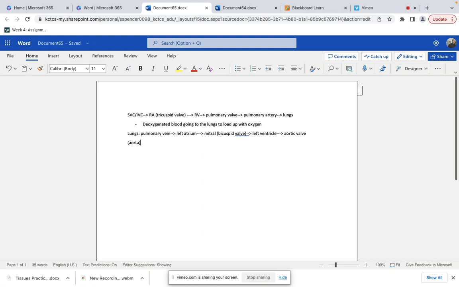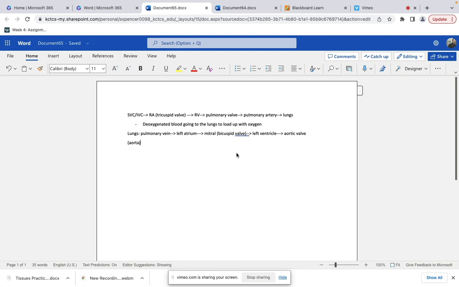Awesome. Once we're in the lungs, this now oxygenated blood is going to come back to the heart so it can be pumped to the rest of the circulation through the pulmonary vein. The pulmonary vein has oxygenated blood, okay? So the pulmonary vein is going to take this oxygenated blood from the left atrium, send it through the mitral valve into the left ventricle, through the aortic valve into the aorta.